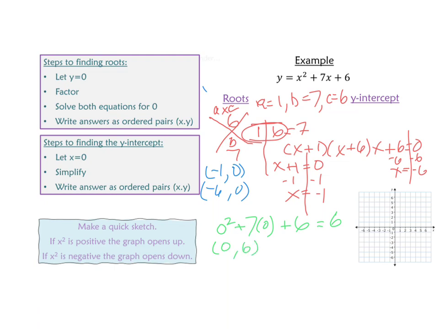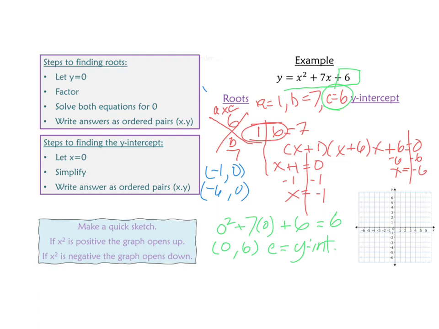But I'd like to point out something to you. Look up here at our original equation. C is 6. Your C is your y-intercept. You don't need to plug in 0. You can just look at C.